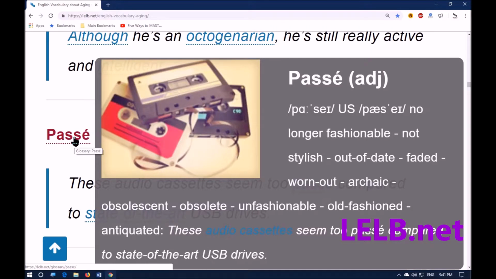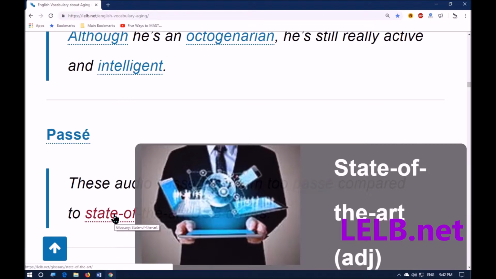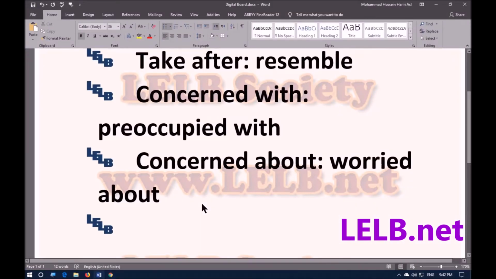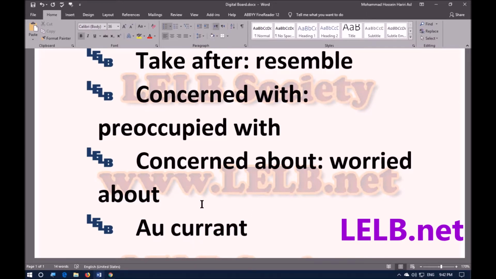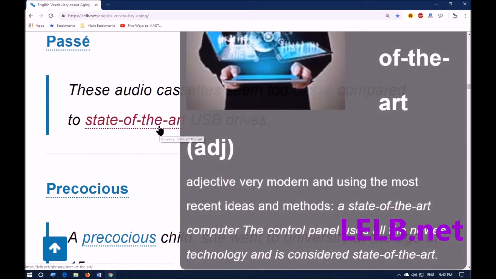Passé means no longer fashionable, not stylish, out of date, faded, worn out, archaic, obsolescent, obsolete, unfashionable, old-fashioned, antiquated. These audio cassettes seem too passé compared to state-of-the-art USB drives. Okay, state-of-the-art means modern, very modern and using the most recent ideas and methods. State of the art.